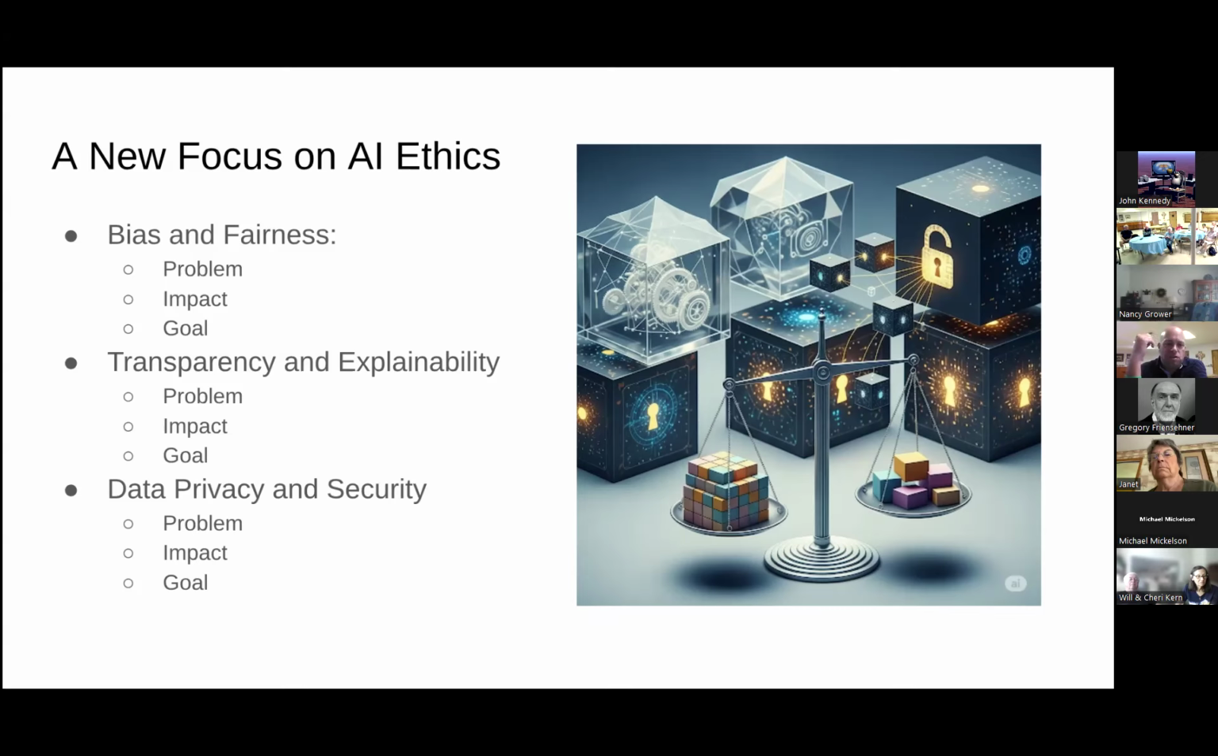And then data privacy and security is a focus of AI ethics. The problem here is AI models require vast amounts of data, and much of that data is going to contain sensitive personal information. There's a constant risk of data breaches, misuse, or inadequate anonymization. In order to avoid compromising privacy, AI developers are implementing robust data governance frameworks, secure data handling practices, and privacy-preserving AI techniques like federated learning to protect user information.